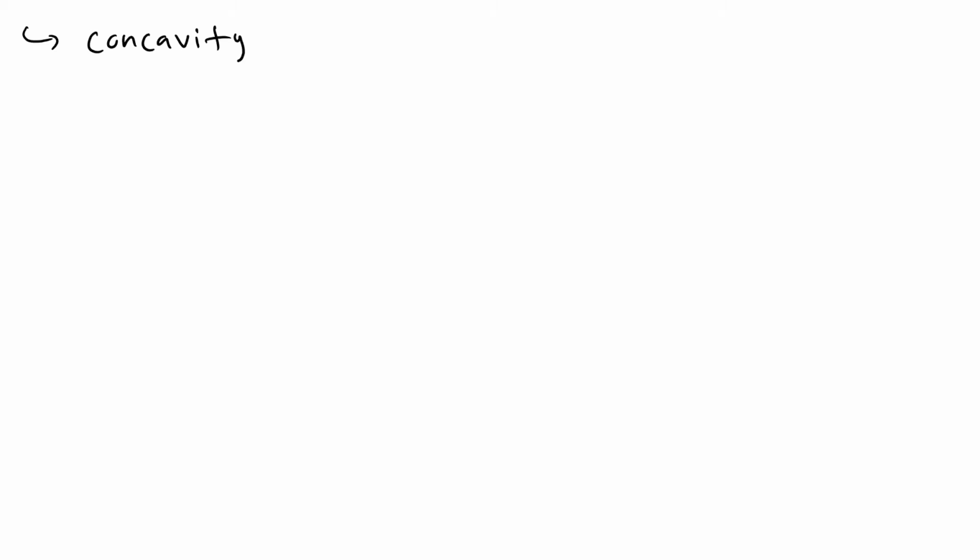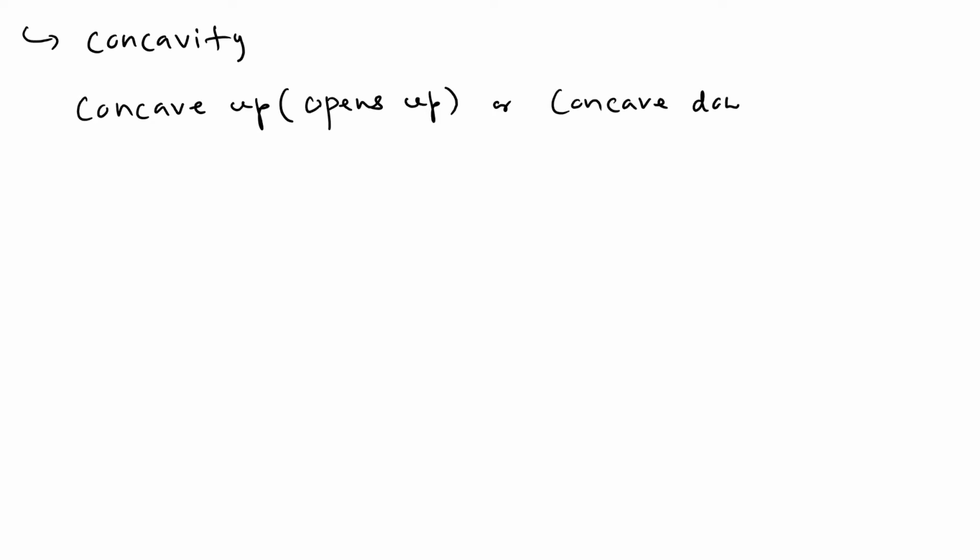So we can talk about two situations. We're going to say concave up or concave down. Concave up, we sometimes call opens up, and then we have concave down, which we sometimes call opens down. Okay, good. So let's talk about these two, concave up or concave down.